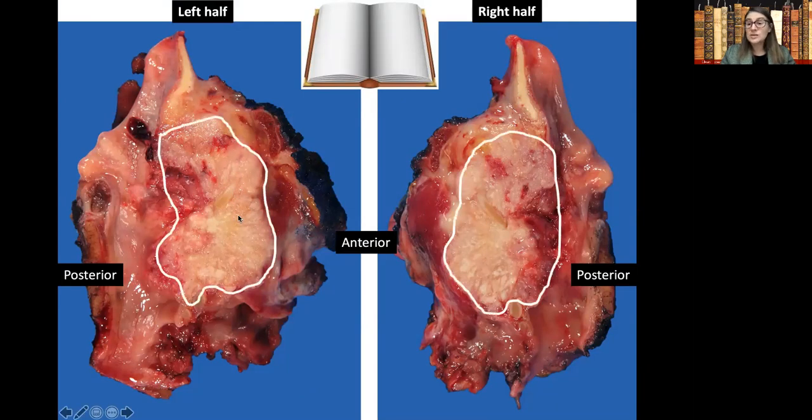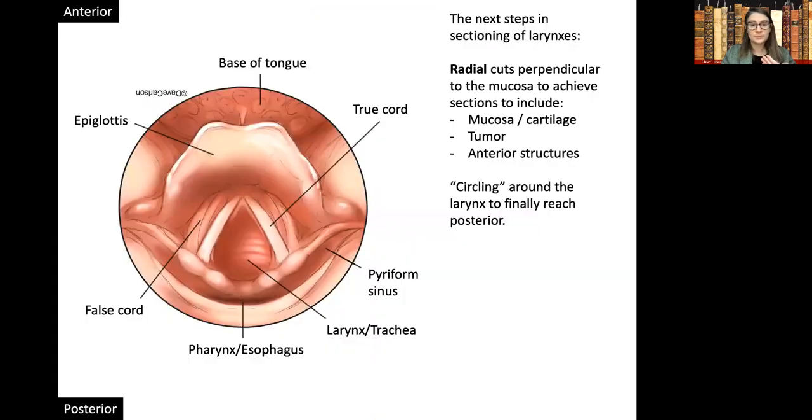So the tumor in this case is quite large. It disrupts the thyroid cartilage on both sides and starts to creep out into the anterior musculature. So this tumor is quite large despite its very minimal ulcerative appearance on the mucosal surface. The next step in sectioning of this specimen would be radial cuts perpendicular to the mucosa in an attempt to achieve sections that would include mucosa, cartilage, tumor, and whatever anterior or peripheral structures are in that plane. We sort of circle around the larynx and we finally end up reaching posterior.